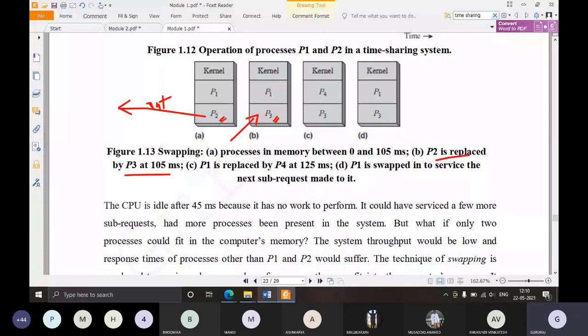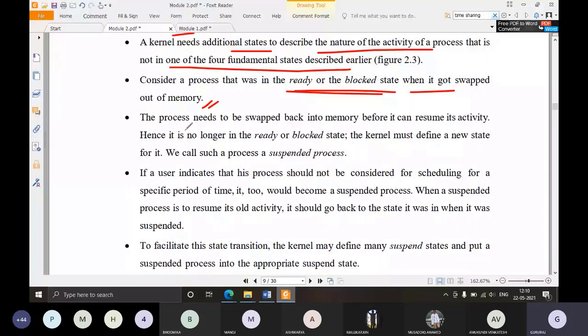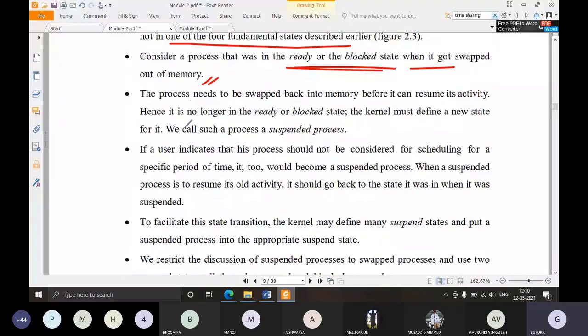Whenever the process P2 was swapped out, which state was it in? Was it in ready state or was it in blocked state? That has to be remembered, because once P2 is brought back, it has to resume that state. That is what is discussed here. Consider a process that was in ready or blocked state whenever it was swapped out of memory. The process needs to be swapped back into the memory before it can resume its operation. Hence, it is no longer in ready or blocked state.